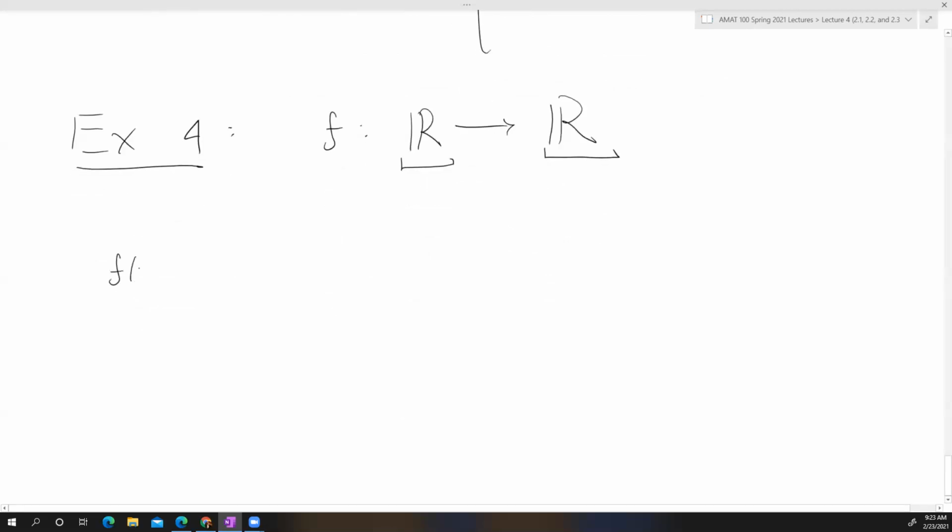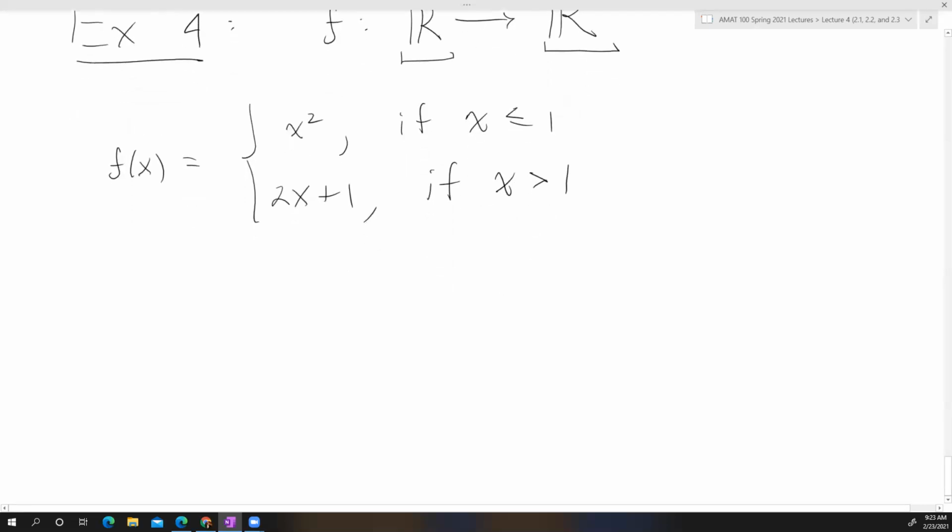And the rule or rules of the function are as follows, because this is a piecewise defined function. So f of x is equal to x squared if x is less than or equal to 1, and it's equal to 2x plus 1 if x is strictly greater than 1. And we can calculate some points, so we can determine some points on the plot of this graph.